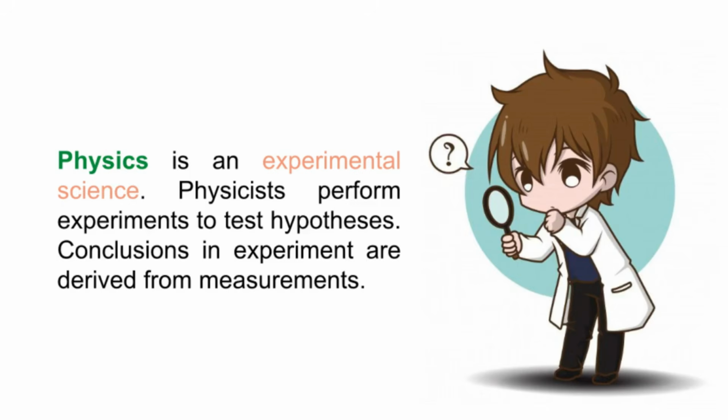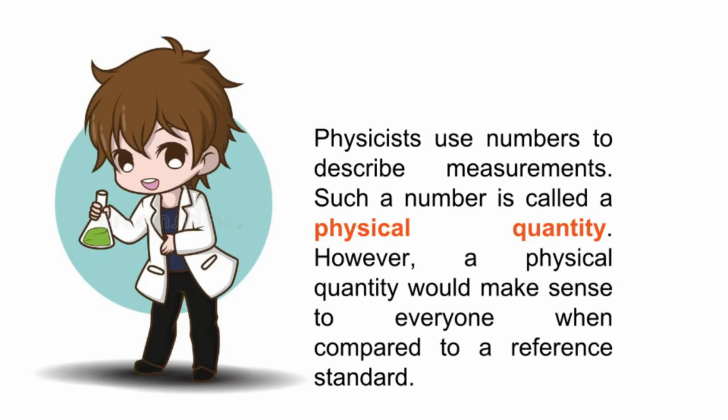We all know that physics is a branch of science, but physics is not just it. Physics is an experimental science where physicists perform experiments to test hypotheses. And the conclusions in the experiments are derived from measurements. Physicists use numbers to describe measurements. Such a number is called a physical quantity. However, a physical quantity would make sense to everyone when compared to a reference standard.